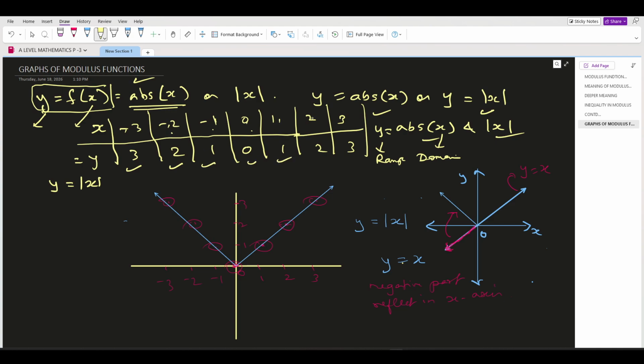Modulus of 1 is 1. Modulus of 2 is 2. And modulus of 3 is 3. So I'm getting some values of domain and I'm getting the corresponding values of range.